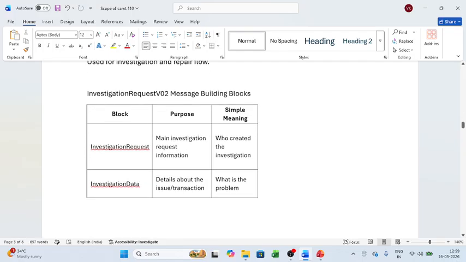Okay, what blocks are available in my camt.110? Investigation request. It's the main investigation request information. Who will create the investigation? You need to understand that, right? Suppose one bank sends the investigation to another bank. Who triggers the investigation? Who is responsible for the particular investigation? Assigner, assignee. That kind of information should be available in the investigation request.